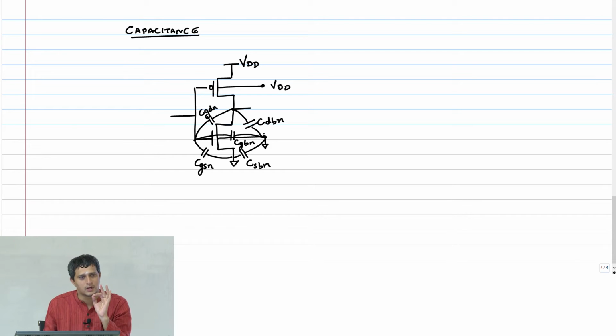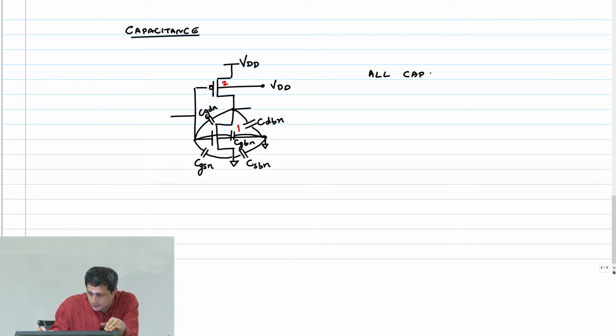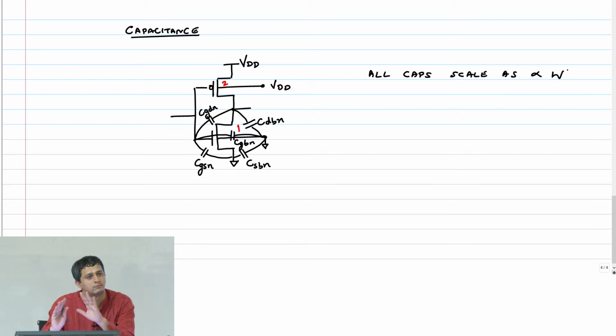Same number of capacitances. The only difference is because this is size 1 and this is size 2, the capacitance now will become twice. Remember, all the capacitances that we derived scale linearly with W. That was our primary conclusion from that module. So let me put that down explicitly. All caps scale as proportional to W.